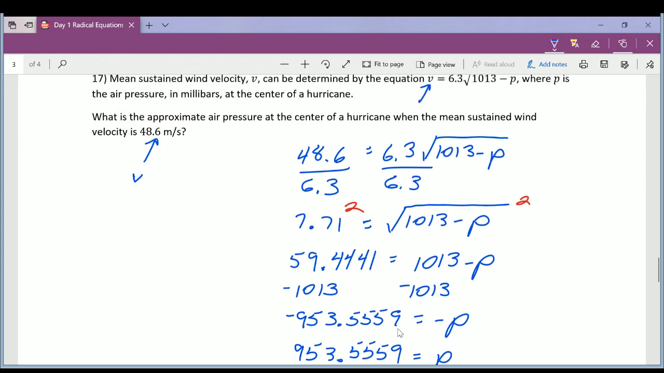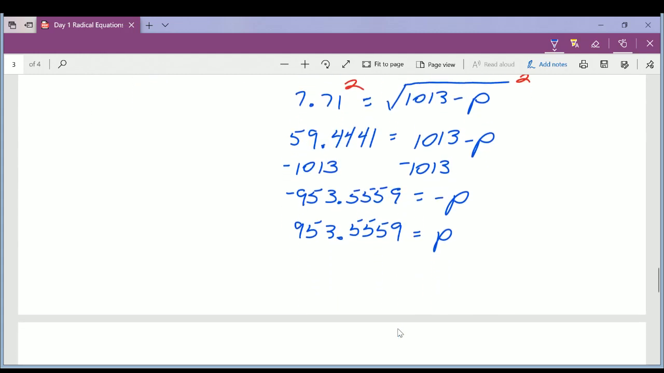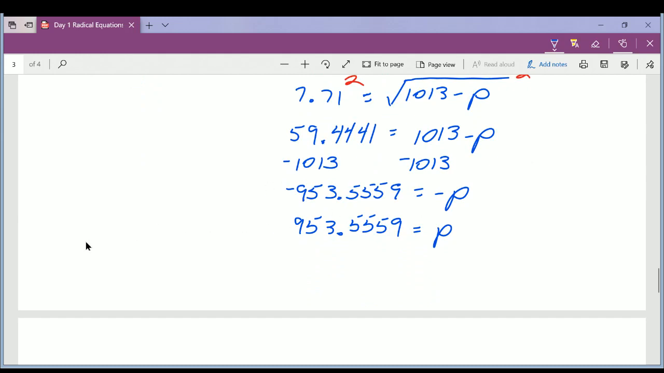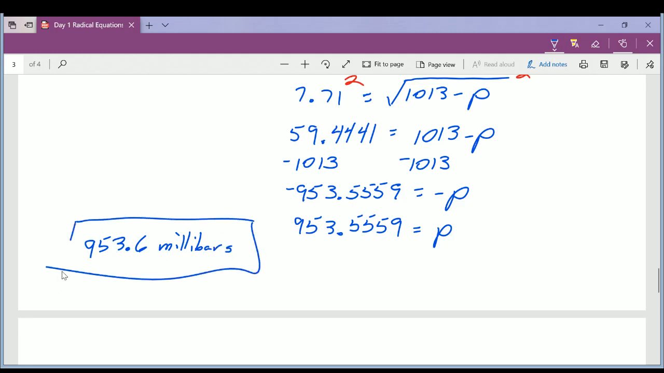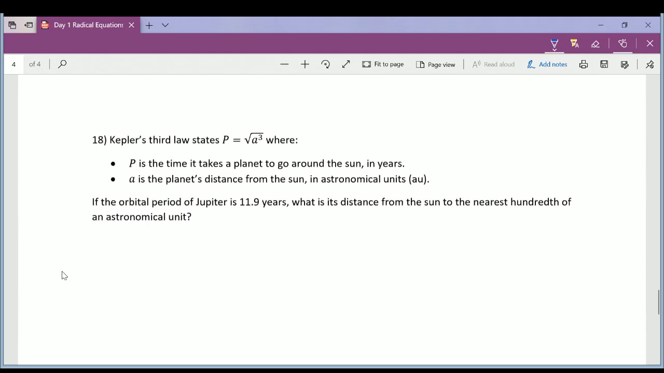All right, now what are they asking us for? What is the approximate air pressure at the center of the hurricane when the mean sustained wind velocity is 48.6 meters per second? So it's basically this number here. I'm not going to use the whole thing since the original problem only gave us 1 decimal point. I'll use 1 decimal point in the final answer, and that is in millibars. So you've got 953.6 millibars. And yeah, that's pretty much it for that.